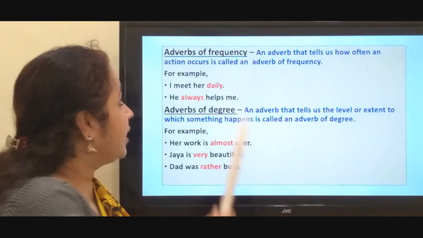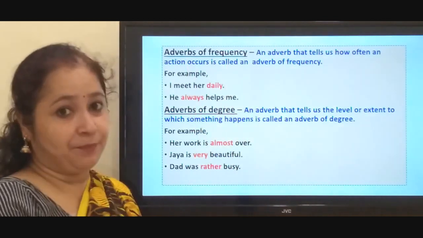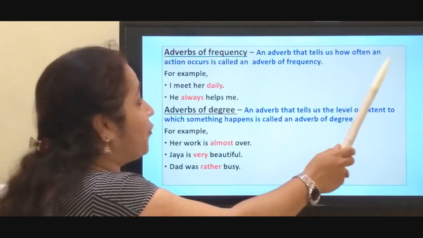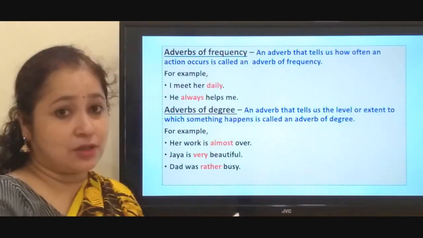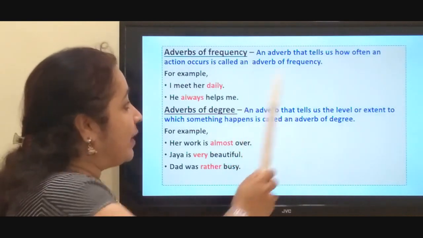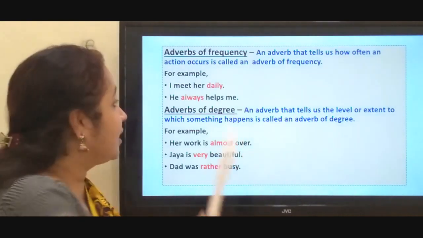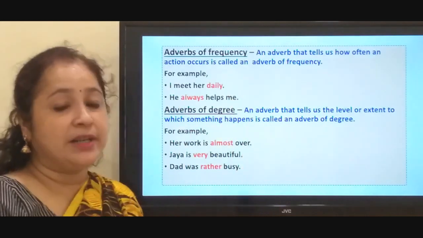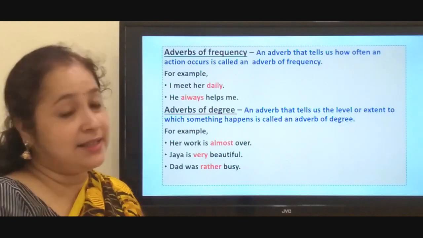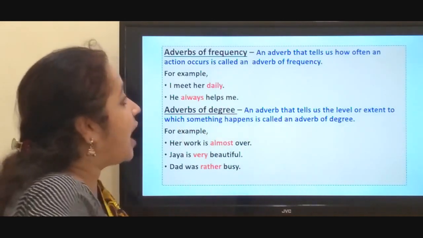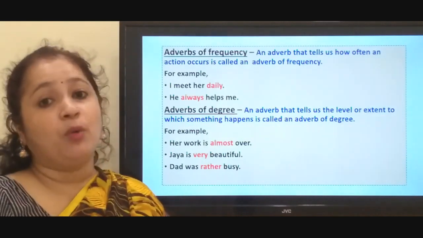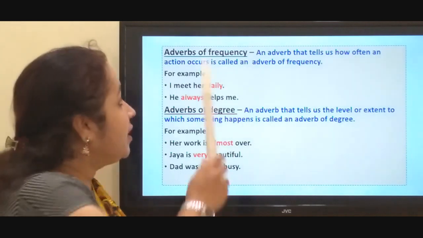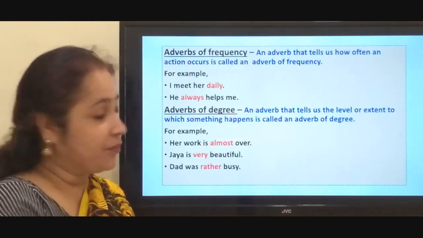Let's talk about adverbs of frequency. An adverb that tells us how often an action occurs is called an adverb of frequency. For example, I meet her daily. He always helps me. So students, you can see that in these sentences, daily and always are the words that tell us about the frequency of an action. So they are examples of adverbs of frequency.